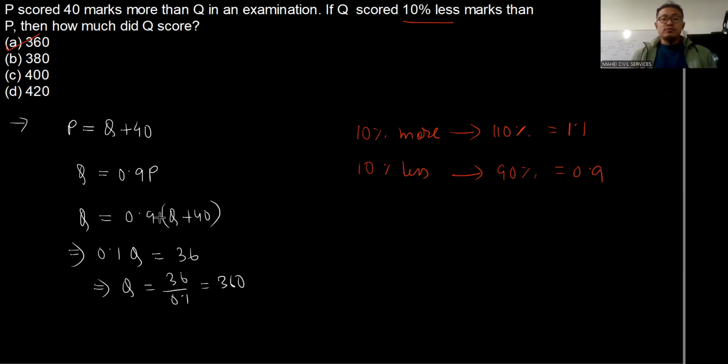Now P is Q plus 40 and Q is 0.9 P. So 1 minus 0.9 is 0.1. 0.1 Q equals 9 into 4, which is 36. So Q is 36 divided by 0.1, which is 360.